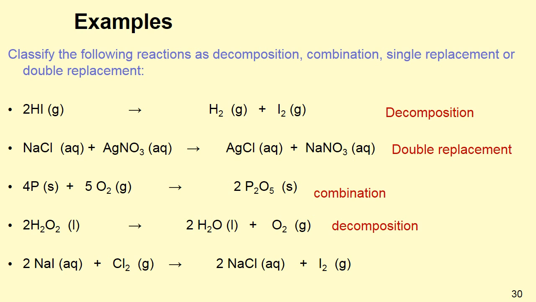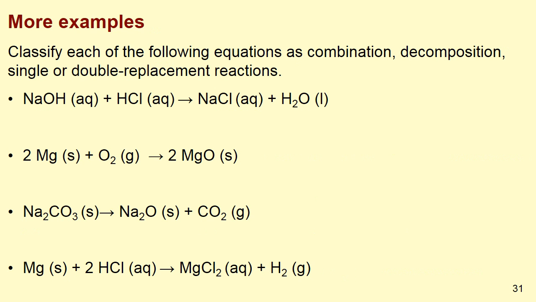Finally, NaI plus Cl2 to give NaCl plus I2. In this case, the Cl is by itself on the left, the I is by itself on the right, and the Na has swapped from the I to the Cl, and so that is a single replacement or single displacement reaction. A few more examples.